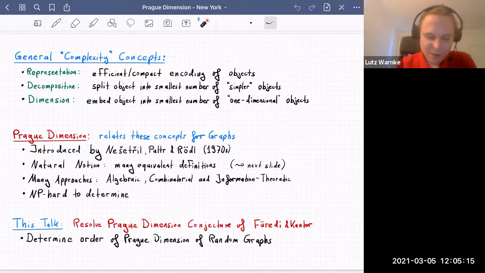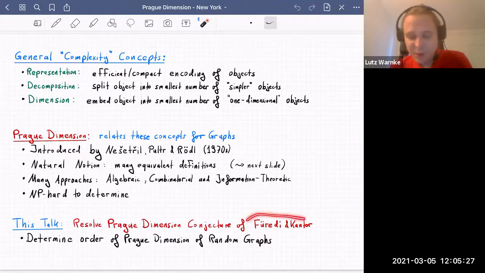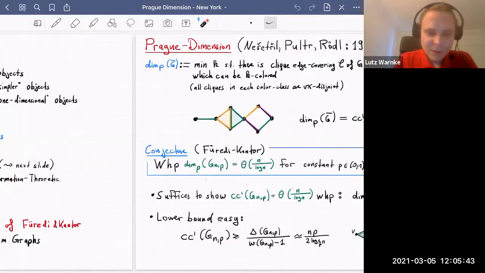In some sense, we're going to study this Prague dimension parameter, which I'm going to introduce on the next slide, for random graphs. We're going to try to understand what this parameter is for random graphs, and in particular, prove a conjecture of Füredi and Kantor. We're going to get some idea of the order of magnitude of the Prague dimension for almost all graphs. This is one benefit of studying these parameters for random graphs: we typically immediately understand what happens for most graphs of interest.